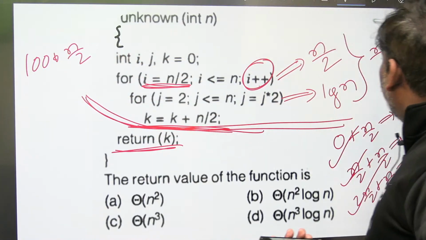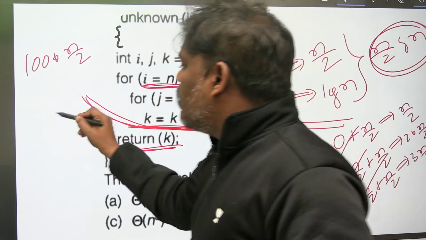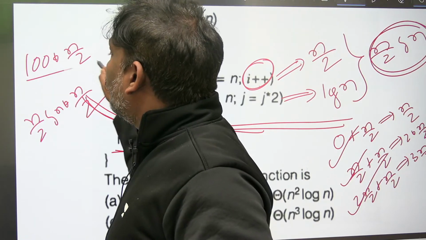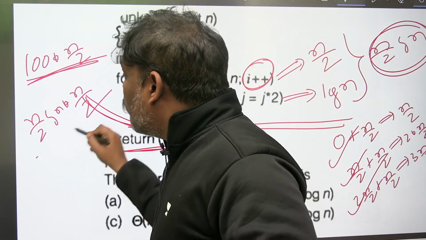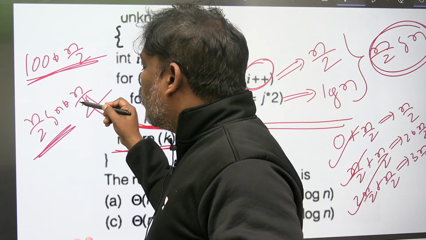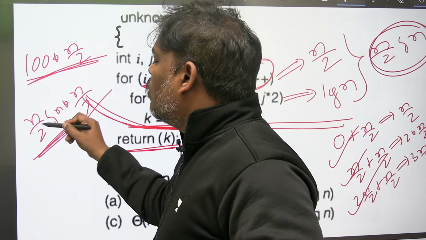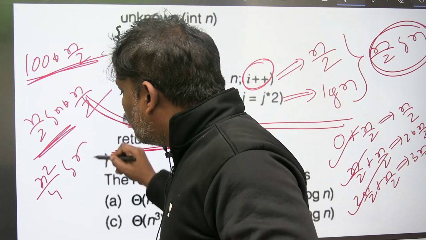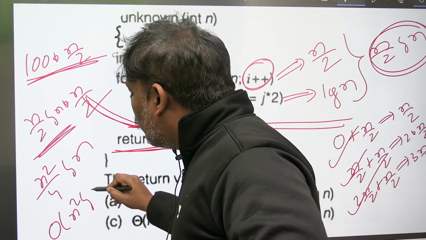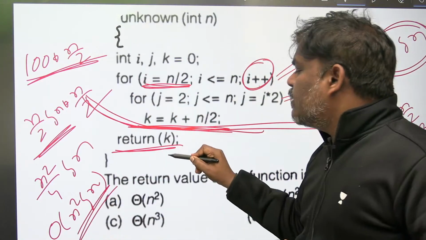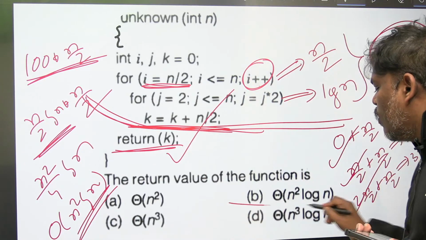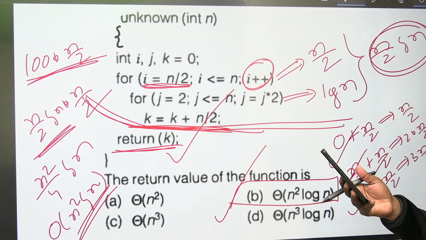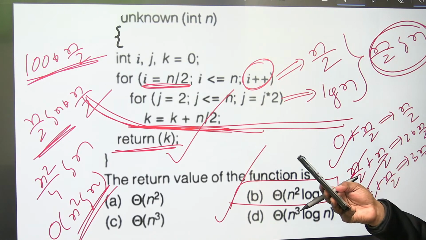If I do this n by 2 log n time, what is the answer? If I do 100 times n by 2. If I do n by 2 log n times, n by 2 log n into n by 2, which goes to n by 2 becoming n by 4, n square by 4 log n, which is nothing but n square log n. So k value, lastly returning k value, is n square log n. B is the answer.